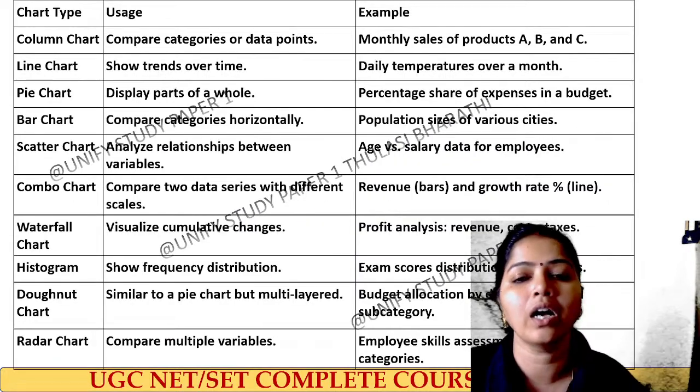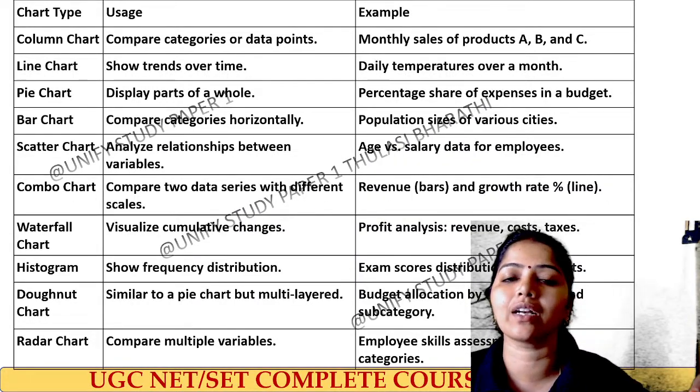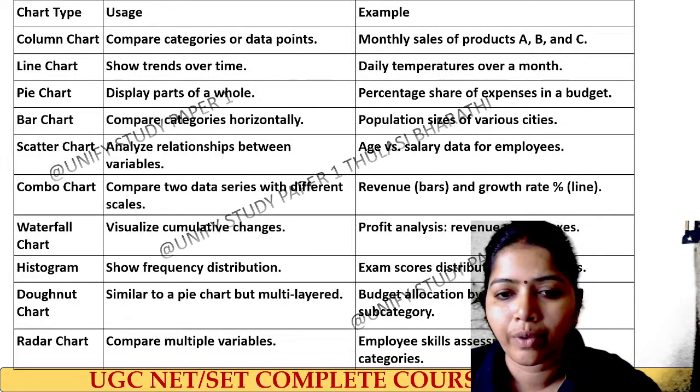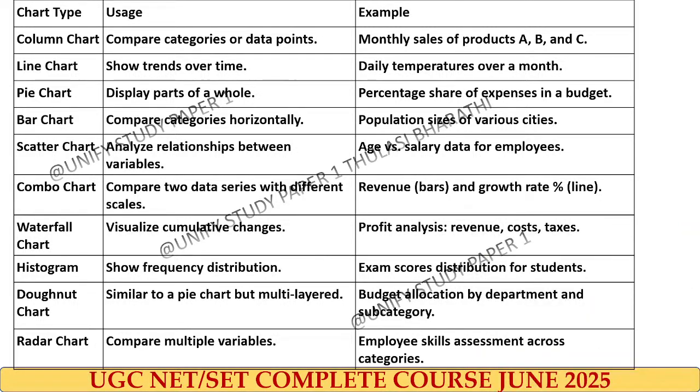Here these are the types of chart, learners. Please write, note it down. I will hide myself. Please note it down. These are the different types of charts that we use in Excel. Listen carefully. Column chart, line chart, pie chart, bar chart. Whenever we have a column chart, we will be having column-based charts, such as monthly sales of products A, B, C. We can compare categories, that is a column chart.